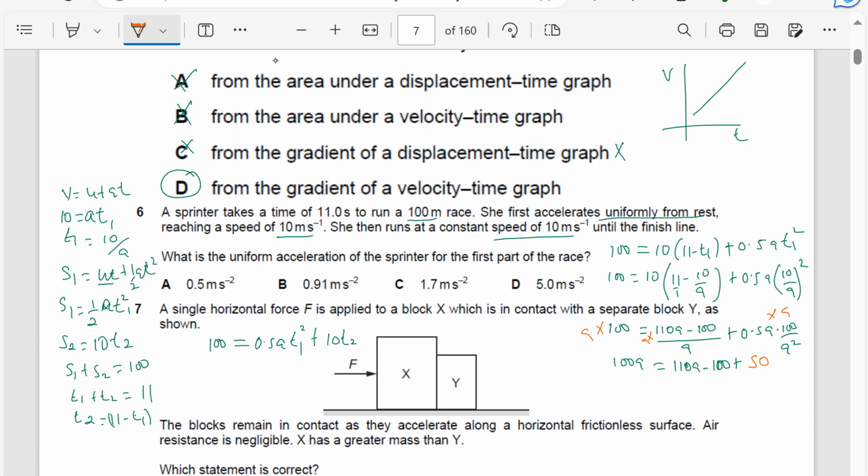A squared cancels out. So collecting the like terms, this is negative 10A equaling negative 50. So A is going to be equal to 5.0 meters per second squared. I might have used a longer way, but that is the correct way. So the answer is good.